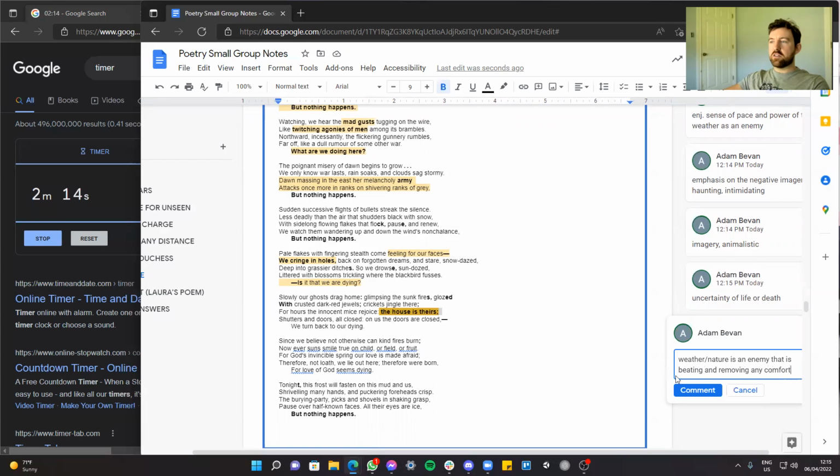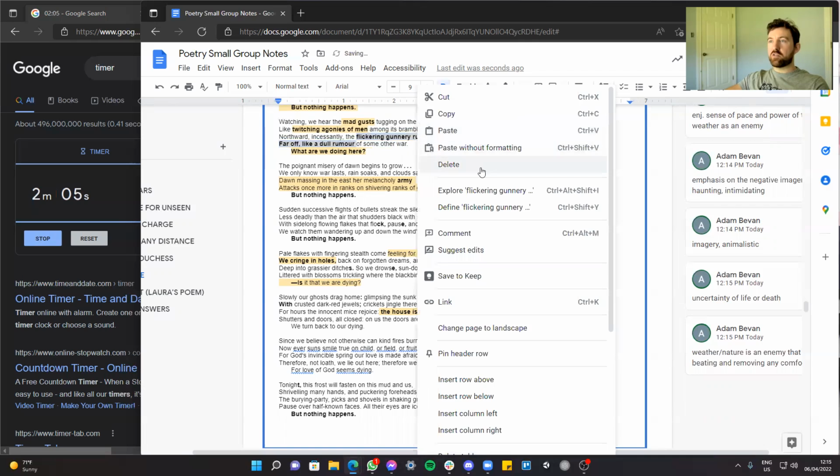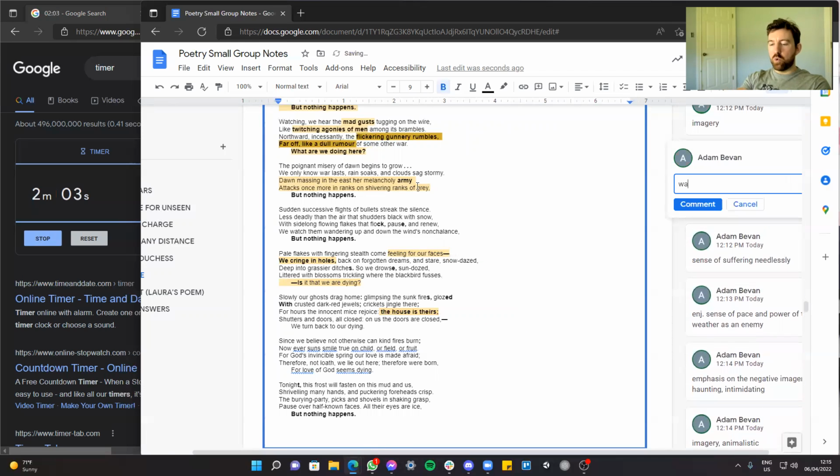Now, you could argue that that also juxtaposes the earlier thing of the flickering gunnery rumbles far off like a dull rumour. So the actual war effort, the war itself, is not the main source of suffering.